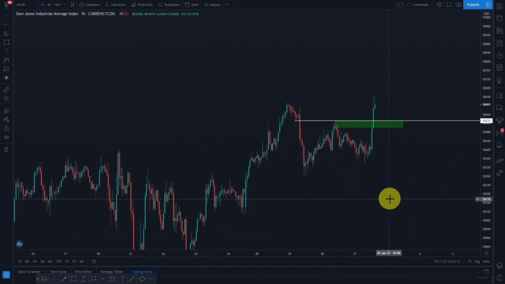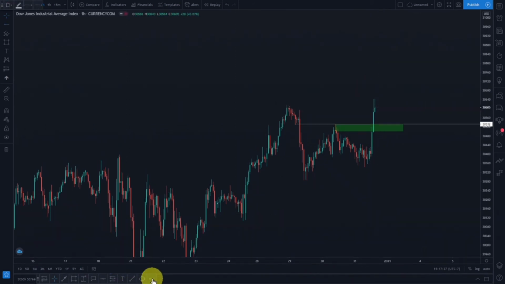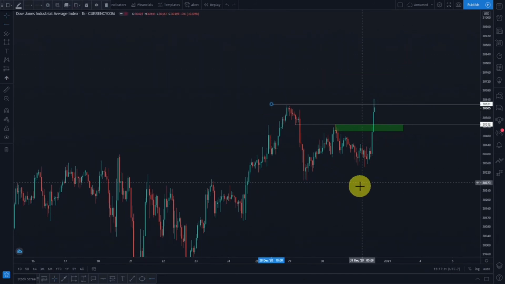The rule still states that after every impulsive move, we have a correction and an impulsive move. So we're expecting that the market may go up there. Because as you can see here also, we have a double top, or we are just waiting to see what the market does.